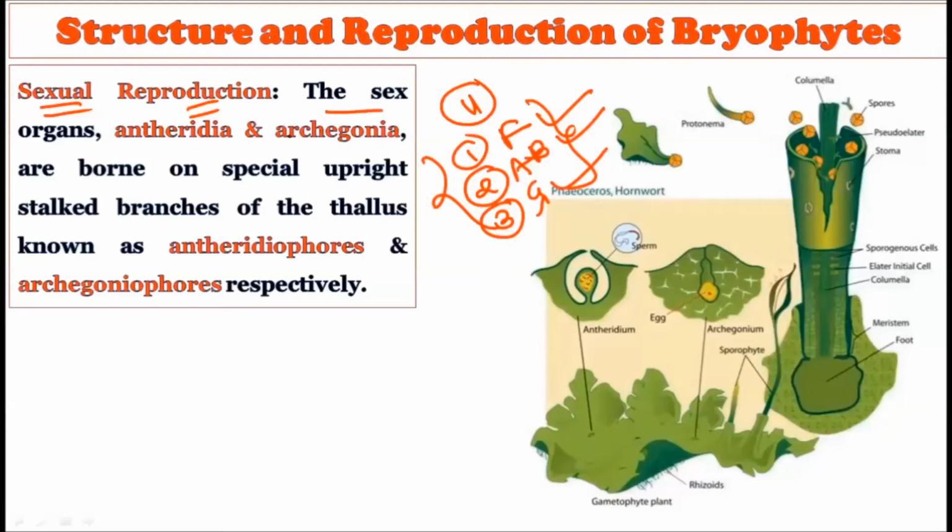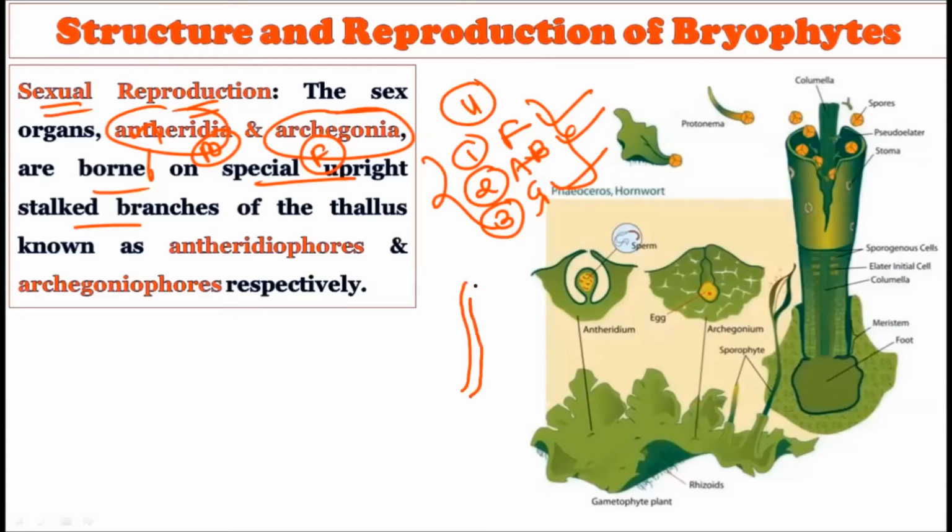Okay, now see, the sex organs are the antheridia and archegonia. Already we know it. Antheridia is the male sex organ and the archegonia is the female sex organ. They are born on the special upright stalk branches. That is the special upright branches, not the prostrate branches. These are created on the special upright branches on the gametophyte. Okay, so let me draw.